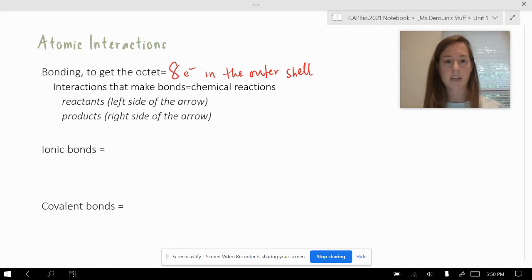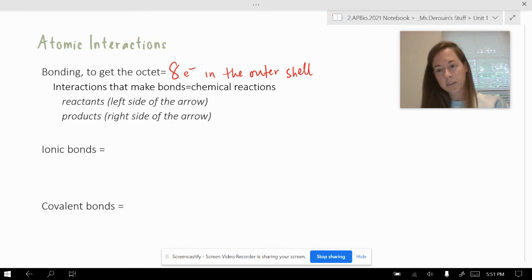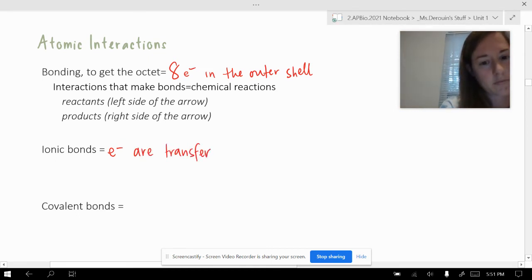In order to make bonds happen, there are chemical reactions. Just a friendly reminder that your reactants are always on the left side of the arrow and your products are always on the right. It's going to be important when we talk about photosynthesis and cellular respiration down the road. Two types of bonds that we're going to talk about first are ionic bonds and covalent bonds. In ionic bonds, electrons are transferred from one atom to another.